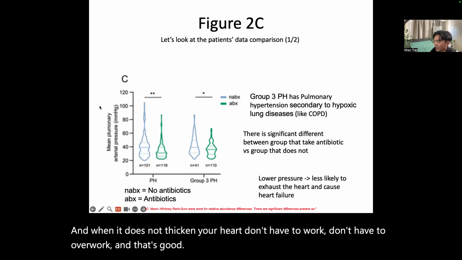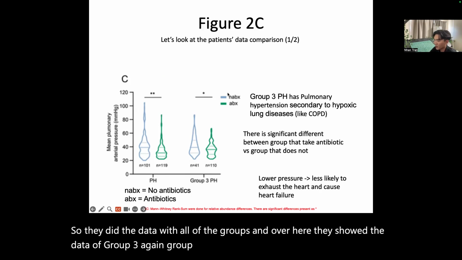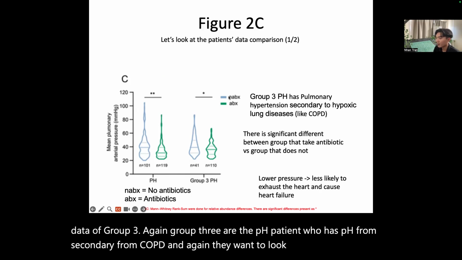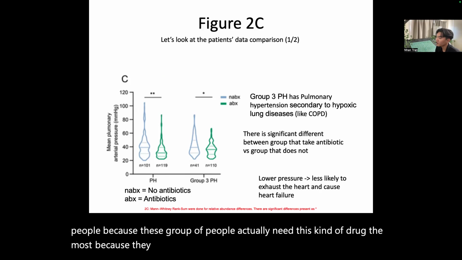So they did the data with all of the groups, and over here they show the data of group three. Again, group three are the PH patients who have PH secondary to COPD. And again, they want to look at this group because these people need this kind of drug the most, since they don't have a lot of drug options.